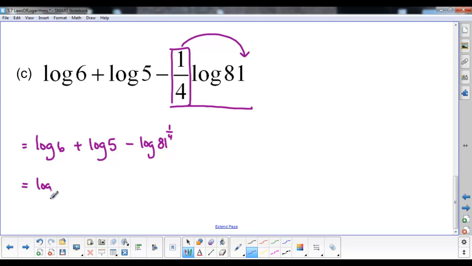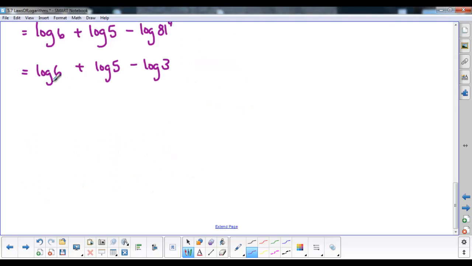And we can actually simplify that even further to say that 81 to the power of 1 over 4 is actually the same thing as taking the fourth root of 81, which ends up being 3. Okay, so we have 3 terms here. All are the same base. So I will keep the base, and I notice that I am adding the first 2 terms, so that must mean I'm multiplying the 6 and the 5, and then eventually I am subtracting the last term, so that answer will be divided by 3.